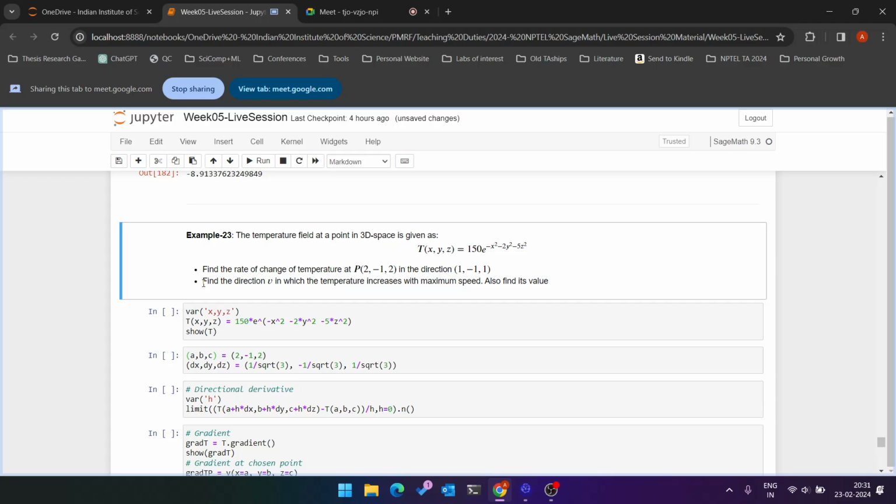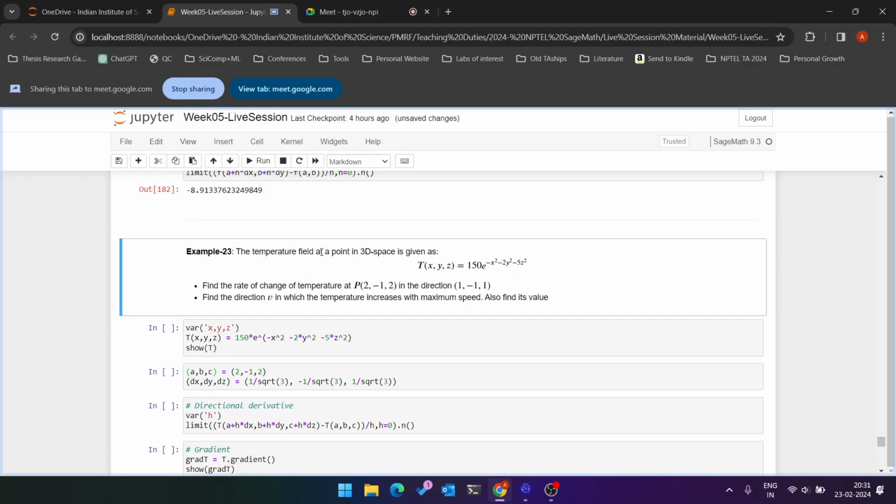Next is a slightly involved problem. We have been given that the temperature field at a point in 3D space is T of x, y, z equals 150 times e raised to minus x square minus 2y square minus 5z square. We have been asked to calculate the rate of change of temperature at the point 2, minus 1, 2 in the direction 1, minus 1, 1. We have also been asked to find the direction in which the temperature increases the most, and to find what that maximum value is.